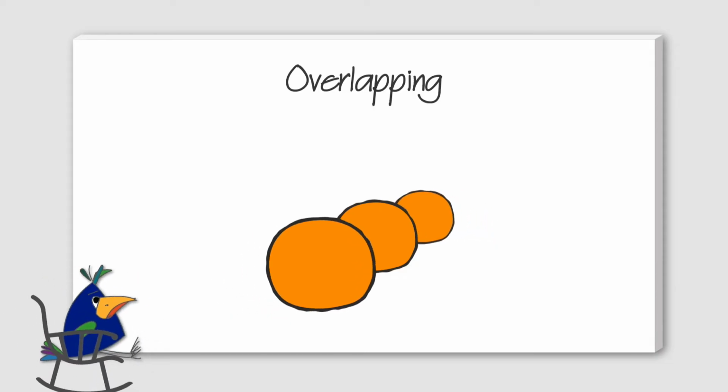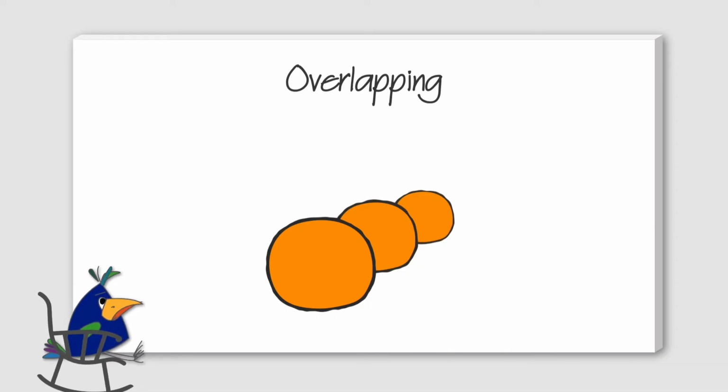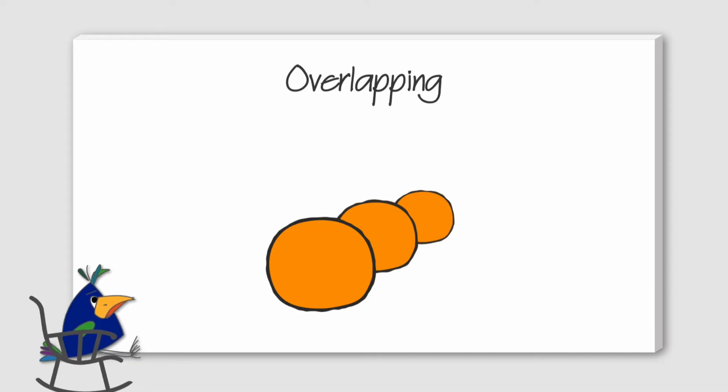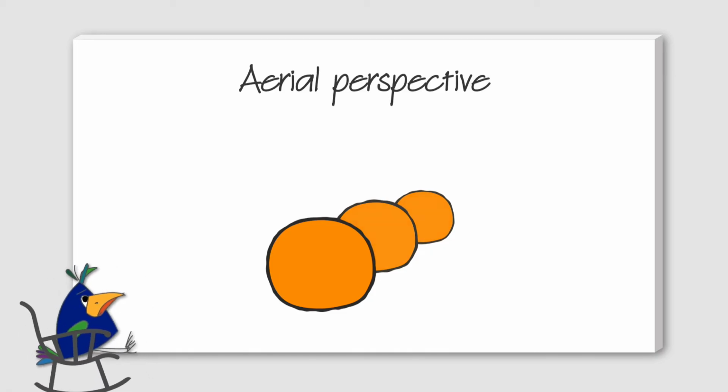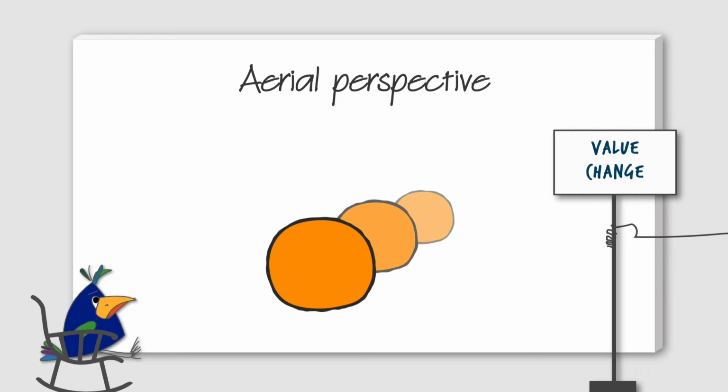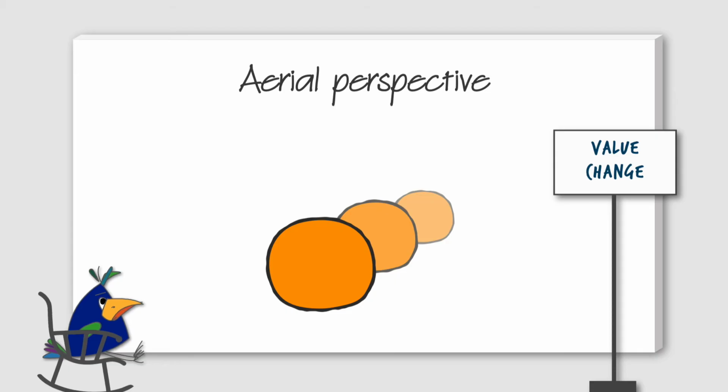Overlapping objects is the basic technique for suggesting space. That means placing one object in front of another, partially hiding the object behind. Value change is a form of aerial perspective. You can gradually lessen value and value contrasts for objects that you want to look further back. In linear drawing, you can change the thickness of your line to achieve the same effect.